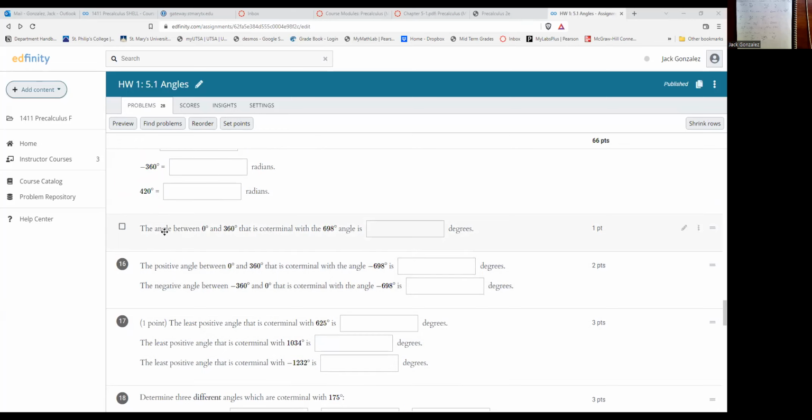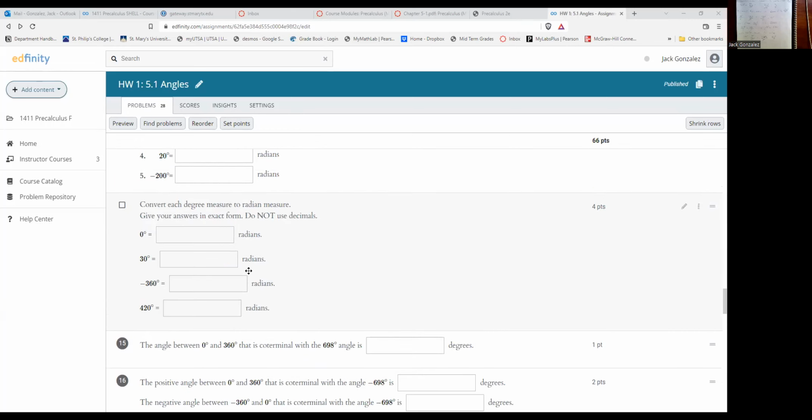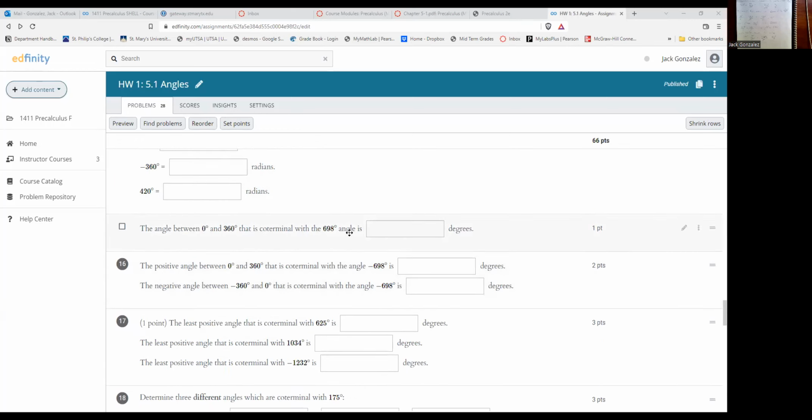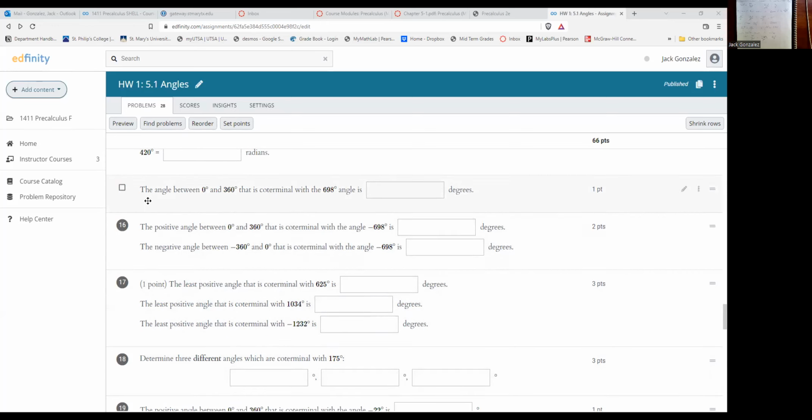Okay. Here, this section talks about coterminal. So number 15 says the angle between 0 and 360 that is coterminal to 698. So as we know, 698 is above a revolution. So you'd have to subtract those extra revolutions.